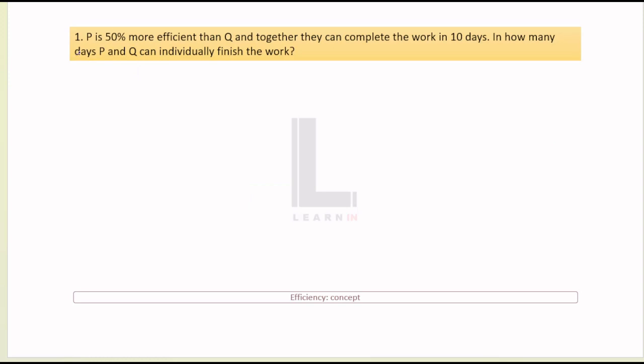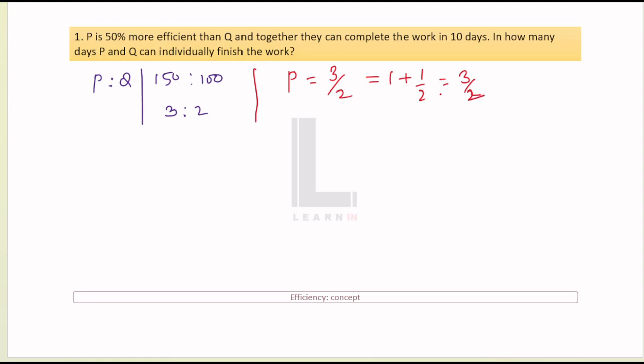In this first question, if P is 50% more efficient than Q, so we can write it like this: 150 is to 100. So it would be 3 is to 2. Or you could have applied the direct method of percentage, and we could have got 3 upon 2 directly, as we know that 50% improvement is half improvement. So we could have solved it like this also, which would again get into 3 upon 2, right?